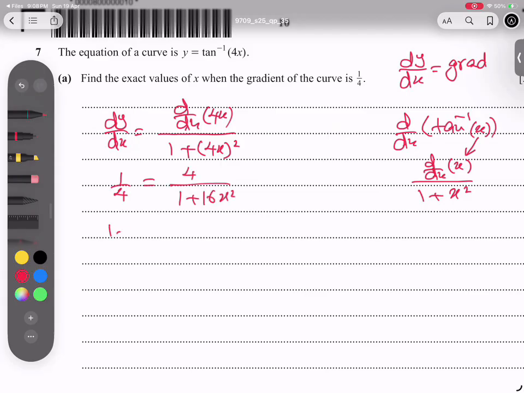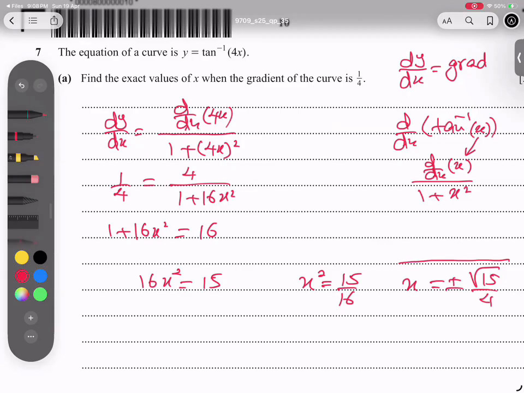Cross multiply: 1 plus 16x squared is equal to 16. And 1 goes there, I get 16x squared is equal to 15. And x squared equals 15 by 16. Take a root, and I get plus and minus root 15 as it is, and root 16 becomes 4. But he's asking for x values only? Yes. So no need to go further. This is our final answer.